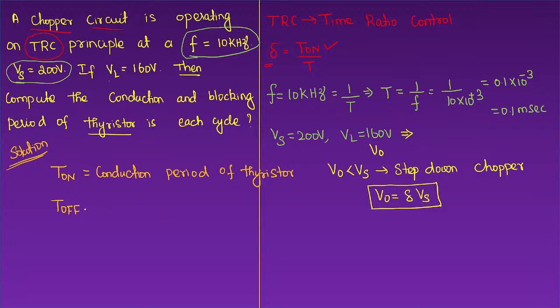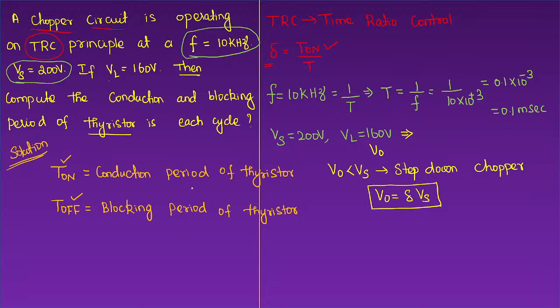Then what is the meaning of off time? Off time means the thyristor is in off state, that is reverse biased. That is called the blocking period of the thyristor. Now we understood the meaning of the conduction period and the blocking period of the thyristor. So it is basically called on time and off time.